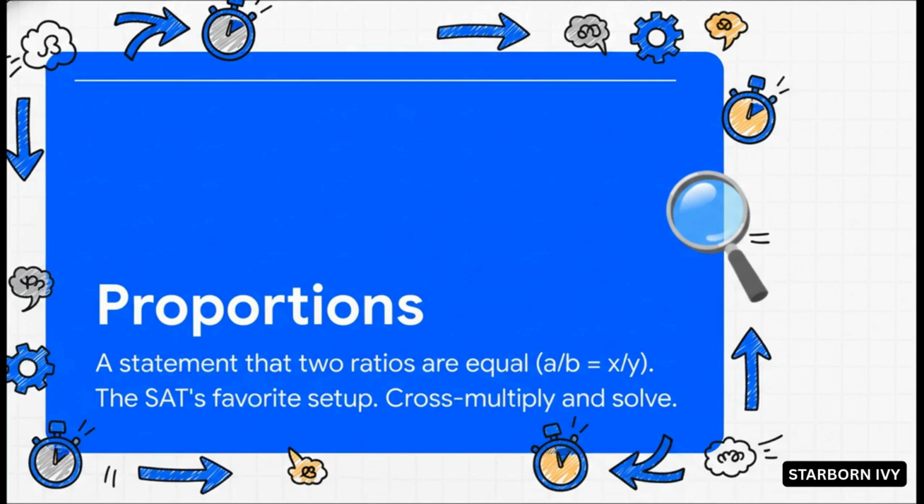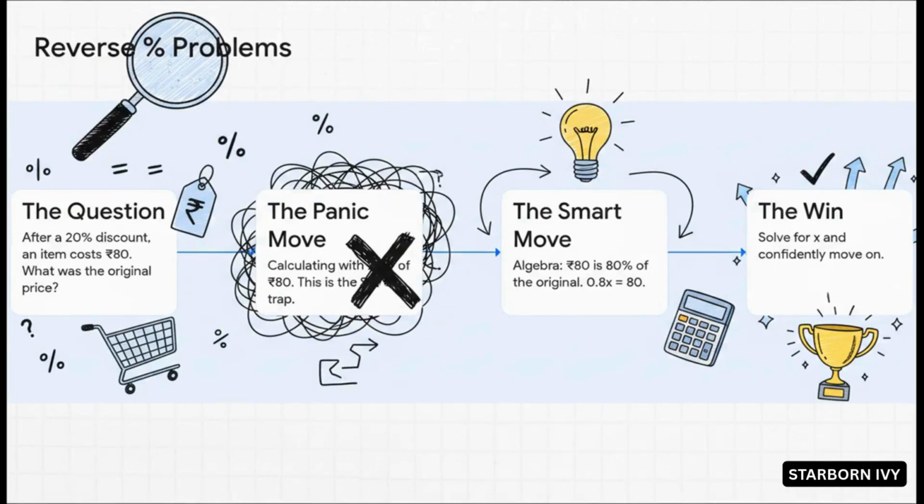Cross-multiply, solve for x, and you're done. Move on. Don't let the question live rent-free in your head by hesitating. Now for the SAT's favorite party trick, the reverse percent problem.